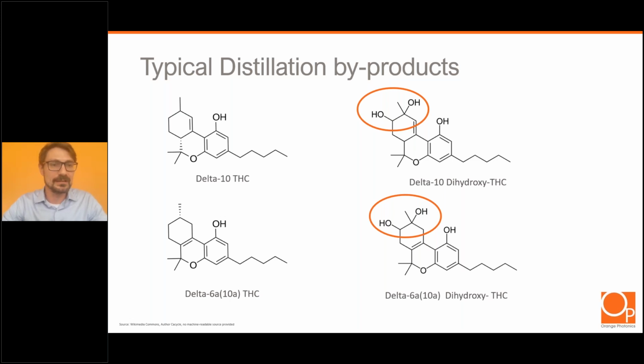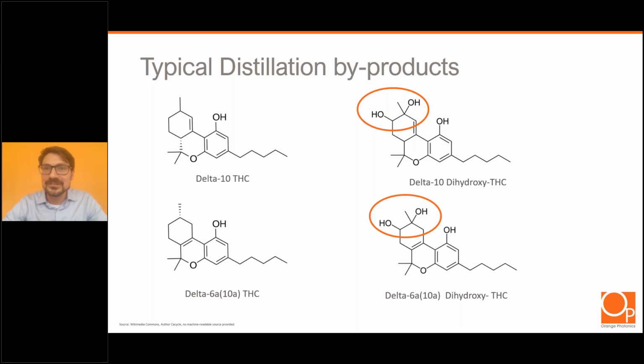They're just different structural isomers of THC, as I said before. So the double bond has moved around. That's Delta-10 THC and Delta-6A,10A THC. On the right, something else is going on. Those are the same exact molecules, but if you look at the 2 orange circles, there are those 2 OHs on the molecules there. Those are called hydroxyl groups, and they're likely happening when the cannabinoids are reacting with some residual water in the whole system.